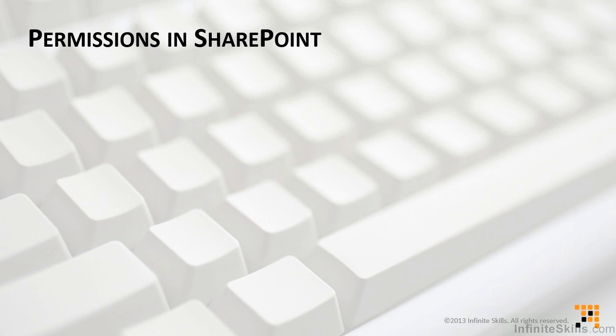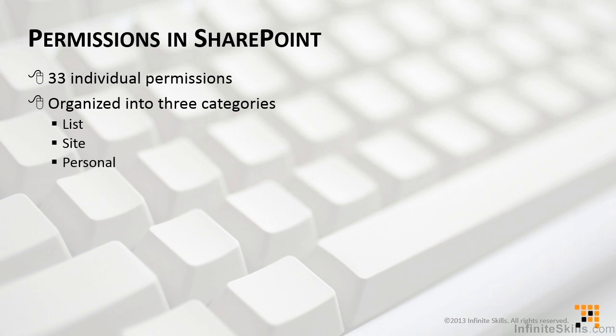Let's move on to permissions in SharePoint. It's not just no access, read-only, or full access. There are 33 individual permissions that we can assign. They're basically organized into 3 different categories: list permissions, site permissions, and personal permissions. We go over these in detail in the admin sections because admins are the ones that actually work with permissions.